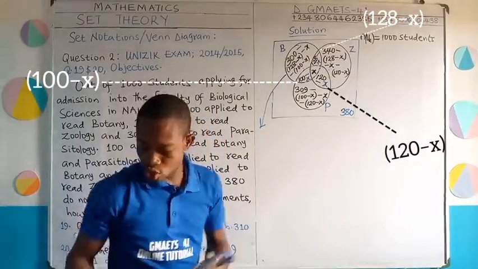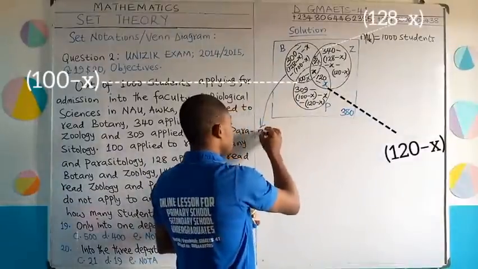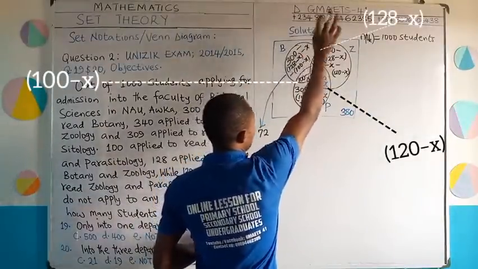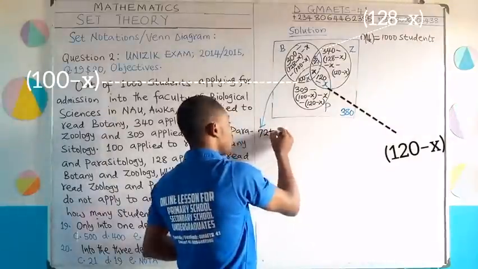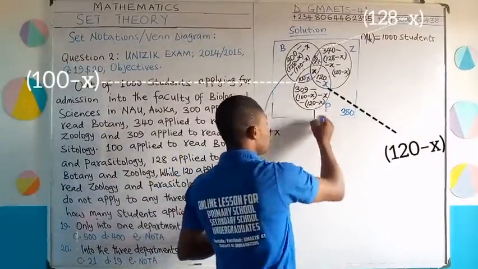And this gives 72. So I'm going to write 72. What I have here is 72. Then this is going to be plus x, minus x gets to 0, then plus x. So 72 plus x.